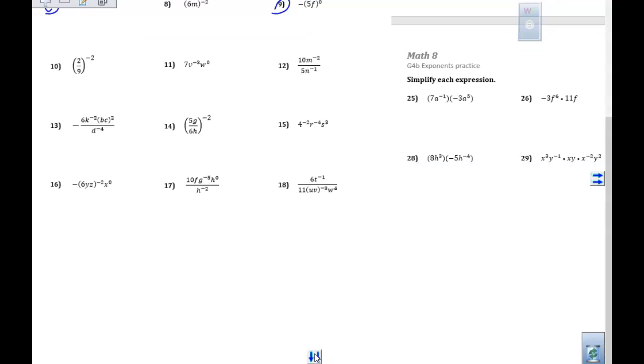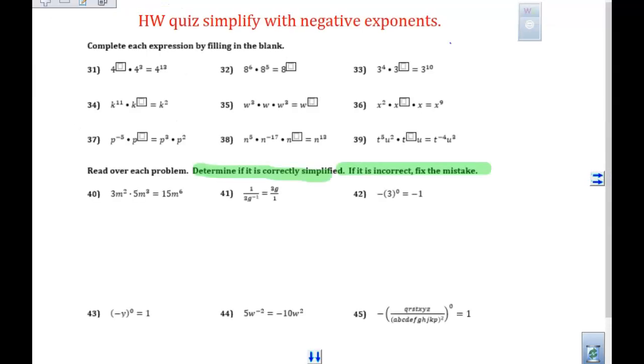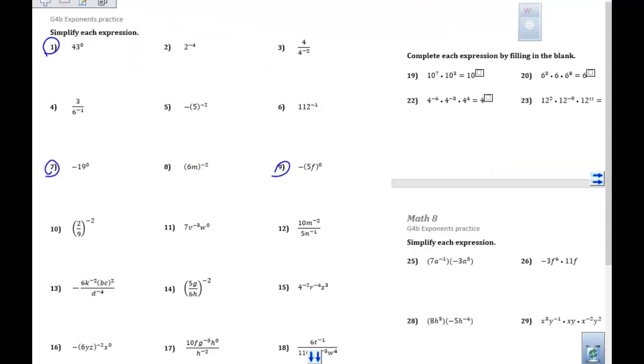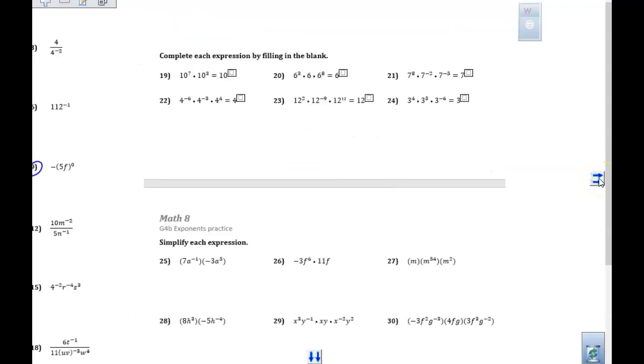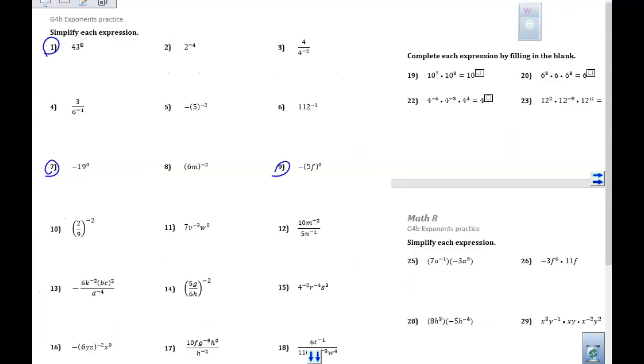17 has a 0 power. As you take a look at the second page, questions like 25 through 30, they get looking a little harder, but these aren't bad questions. So again, on that first page, let's take a look.